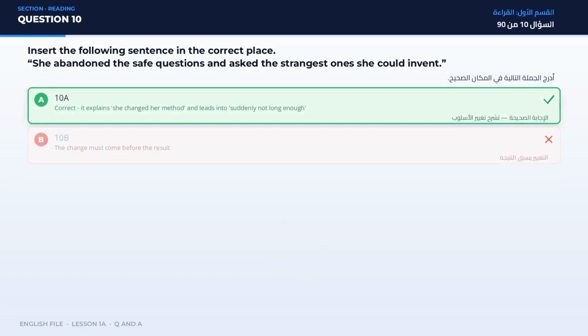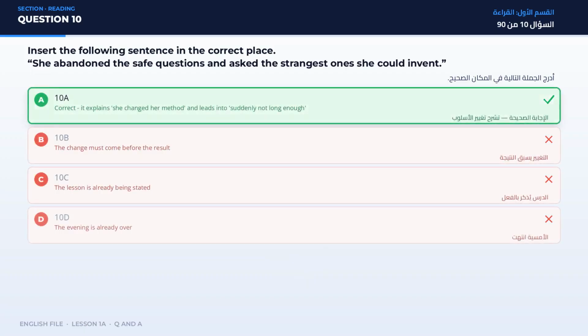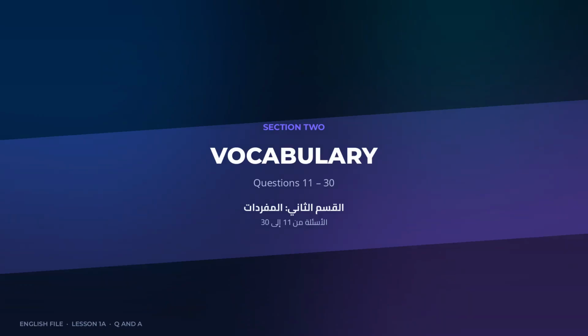10A. It explains she changed her method and leads into suddenly not long enough. Not B. The change must come before the result. C. The lesson is already being stated. D. The evening is already over. Section 2. Vocabulary. 20 questions. Question 11.